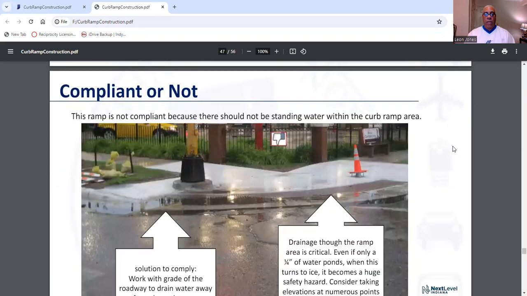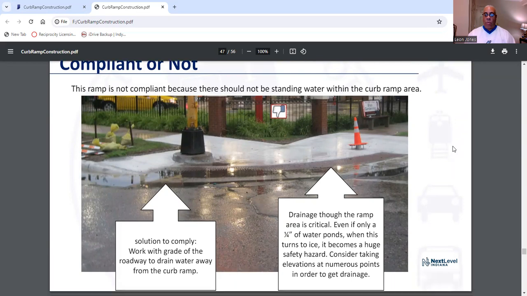Now, this ramp is not compliant. Look at the ponding, because there should not be any standing water within the curb ramp area. After it rains, if you're out there on a job, you need to inspect these ramps. You have all this ponding, and in the wintertime, this will turn into ice because it's going to freeze. Again, you've got to work with the grade of the roadway to drain water. You want to drain it away from the curb cut ramp.